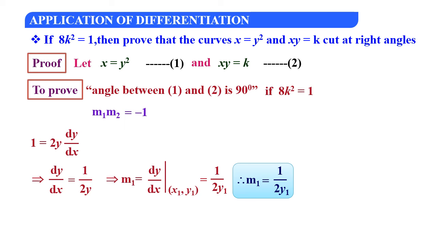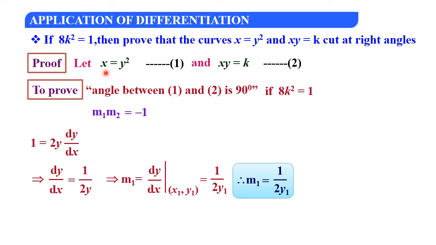Okay, in the concept of differentiation and in the concept of straight line, you need to find out the slope of both the curves and apply the condition of perpendicularity. After substituting the slope of both the curves and simplifying, if we get minus 1, then both the curves cut at right angles. So, just for timing, consider the first curve as equation number 1, and the second curve as equation number 2.